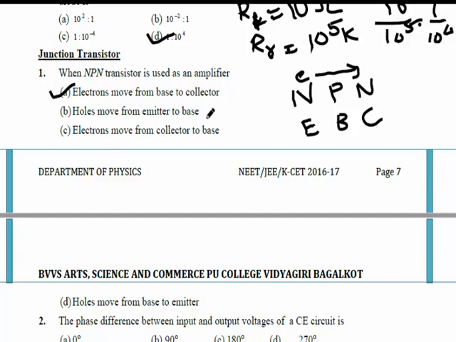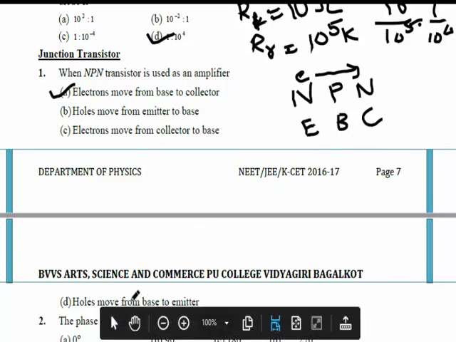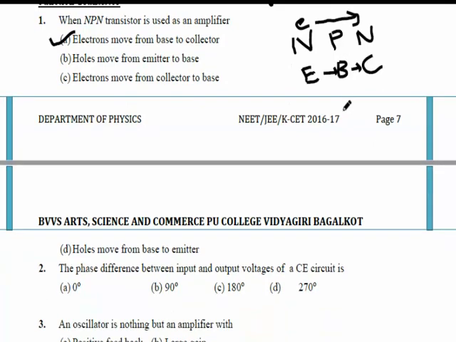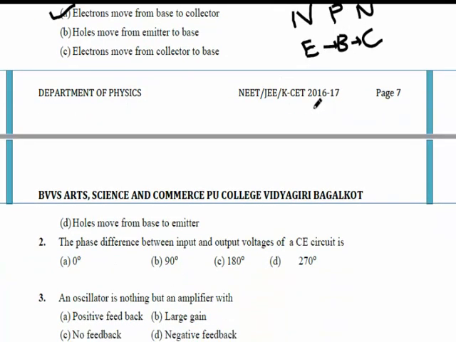Holes move from emitter to base, not possible. Electrons move from collector to base, not possible. Holes move from base to emitter, that is also not possible. So A is the correct option. Electrons from N will move to P and then to N, which means electrons move from emitter to base to collector. So the first option is correct.